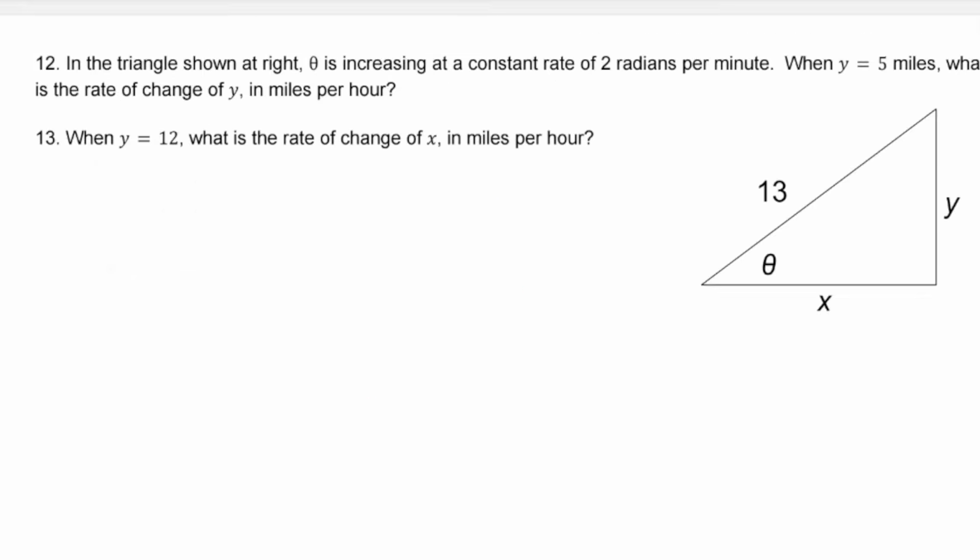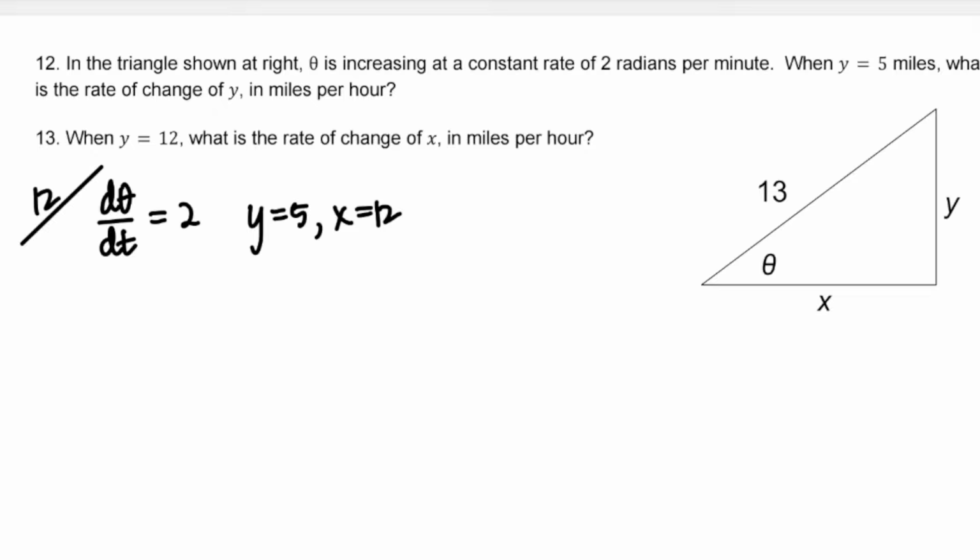Right? These are a couple of nice right triangle problems. The triangle shown at right, theta is increasing at a constant rate of 2 radians per minute. Okay, so I'm working number 12 right now. So d theta/dt equals 2. When y equals 5 miles, so y equals 5, that will mean x equals 12.